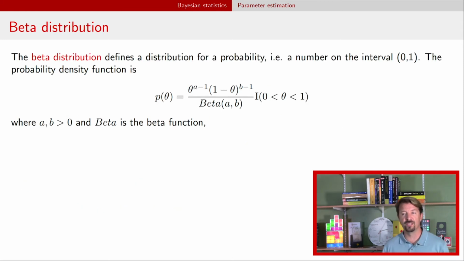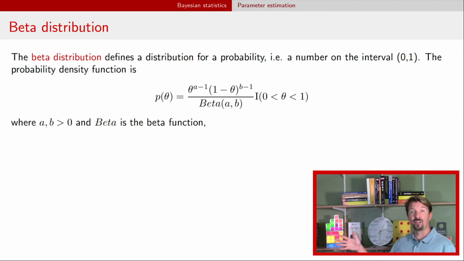So the beta distribution defines a distribution for a probability. That is, numbers on the interval 0, 1. So its support is the interval 0, 1. The probability density function right here looks a little bit complicated. First off, the indicator just tells you it needs to be between 0 and 1. On the left side, you can see this theta raised to a power and 1 minus theta raised to a power. So between the support and that mathematics, theta raised to a power, 1 minus theta raised to a power, that's how you recognize a beta distribution.